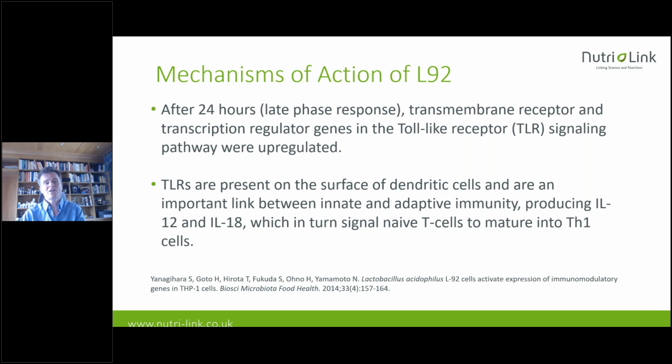There's an acute response and a late phase response in allergies. And it seems that after 24 hours, so this late phase response, the transmembrane receptors and transcription regulator genes in the toll-like receptors were upregulated. So if it's been taken for a period of time, you can have further effects and benefits on allergic response.